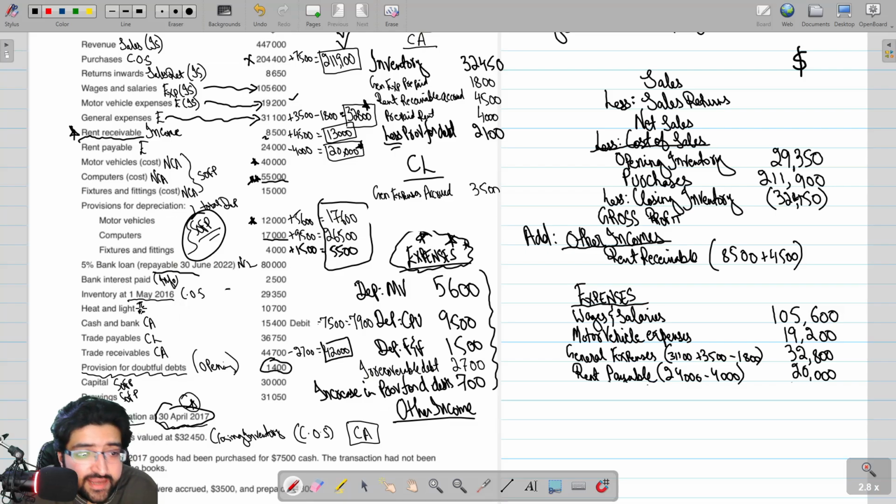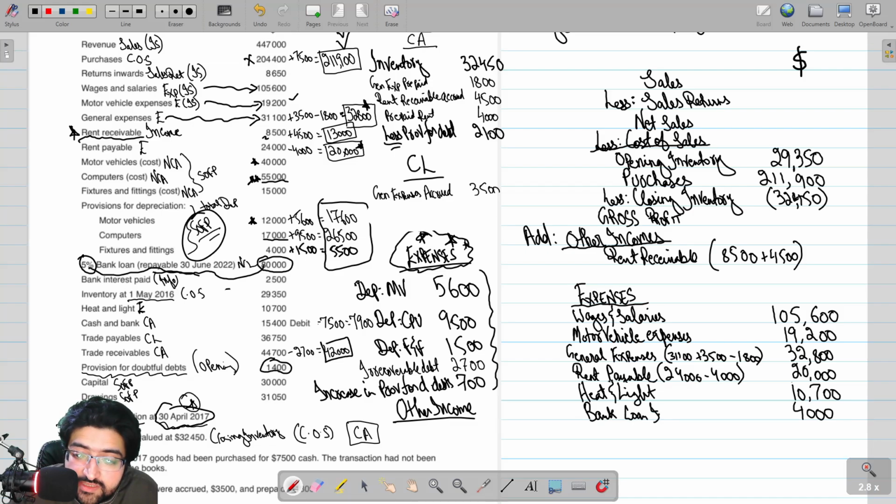SFP non-current asset. Yeah, heat and light. So record heat and light here. And there were no adjustments to this amount, so I will write down this amount as it is, 10,700. Now we have no other expense, but there's a bank loan given with a percentage. This is the interest rate. This is the amount. I have told you what to do with this. You have to multiply 80,000 with 5%. You will get 4,000 as the bank loan interest.